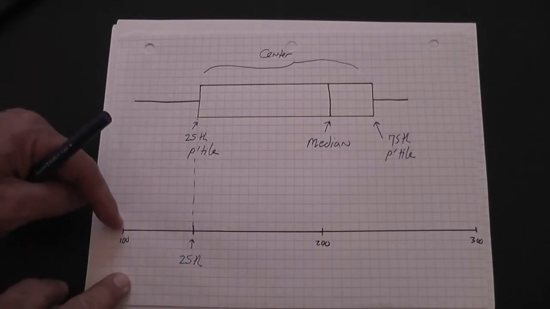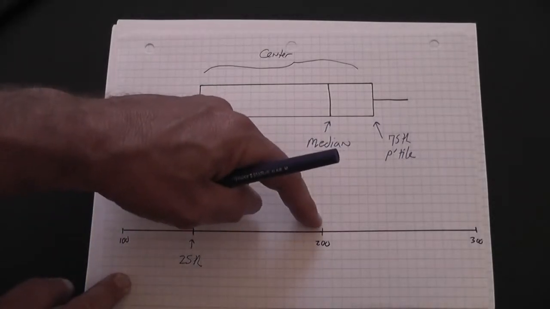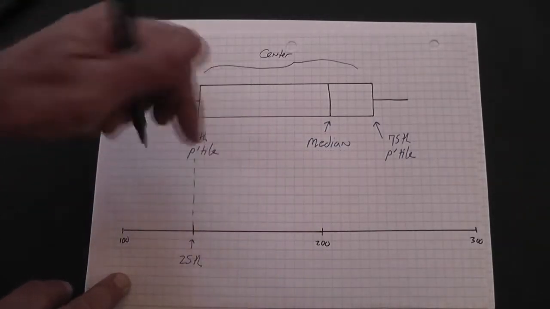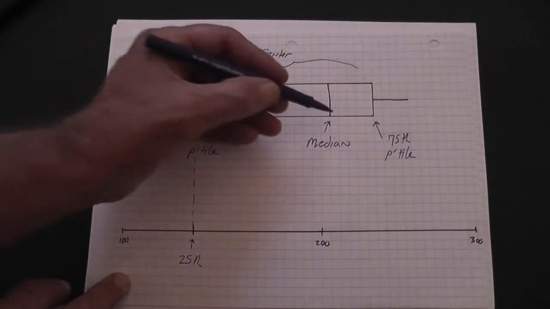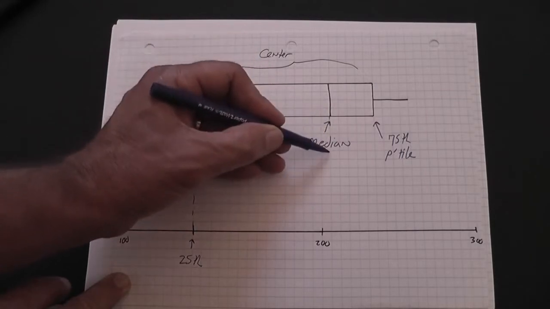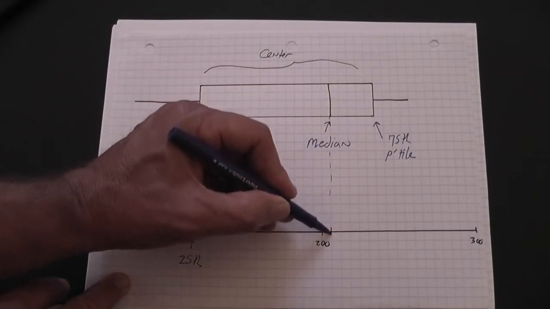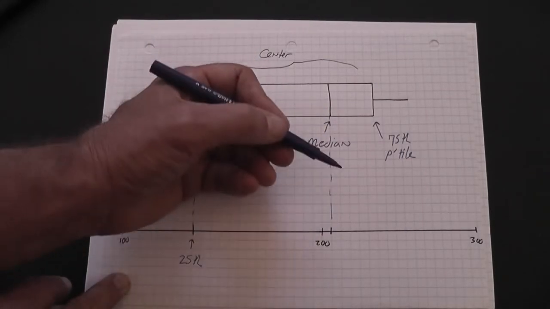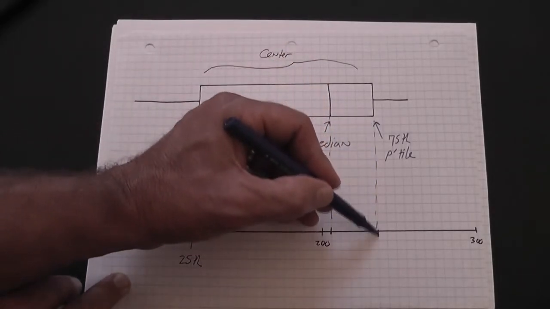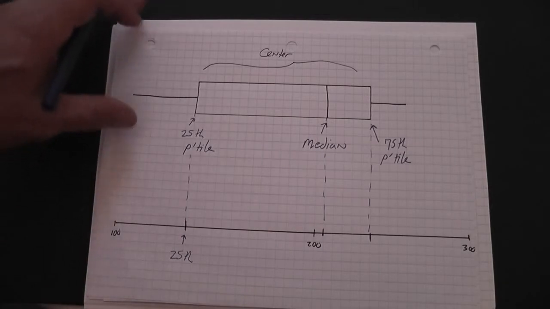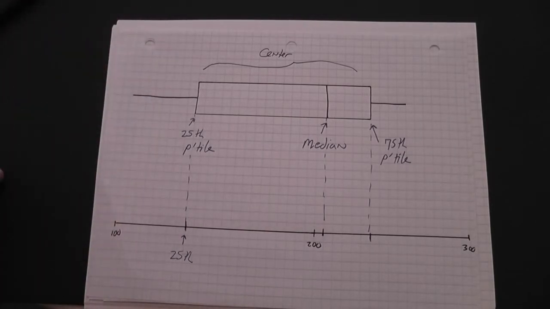Now I think in this scale, this is 100 and this is 200. So this is going to be around 100, say, it looks like about 130 to me. For the median, you simply draw a dotted line down here, and this is going to be the median, a little bit greater than 200. And the 75th percentile you'll draw down here. It's hard to see exactly what that number is without some more scale.